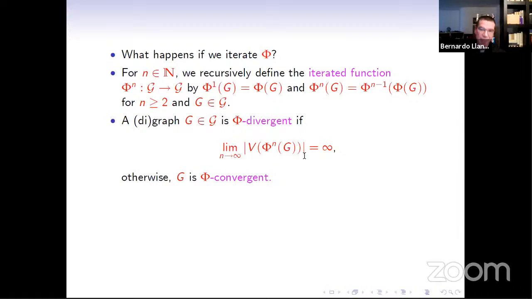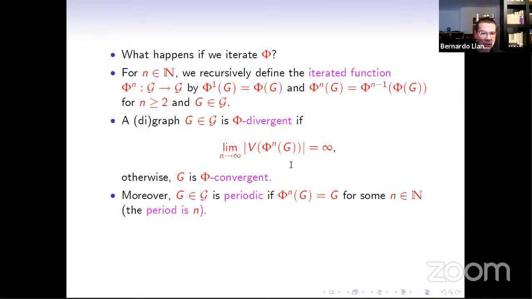in many ways, because there are many forms to grow the graph, but in this case, when you apply the operator, the number of vertices at some time, maybe from the first iteration, begins to grow. And at the end, you have an infinite growing of the vertices. And you say that this graph is phi divergent. Otherwise, it's not phi divergent, it will be called phi convergent.